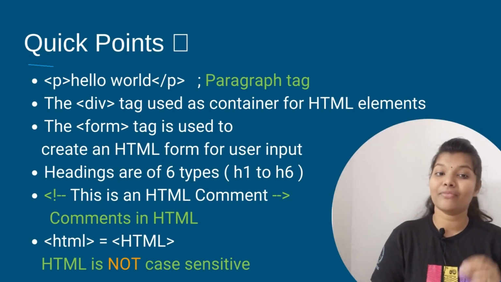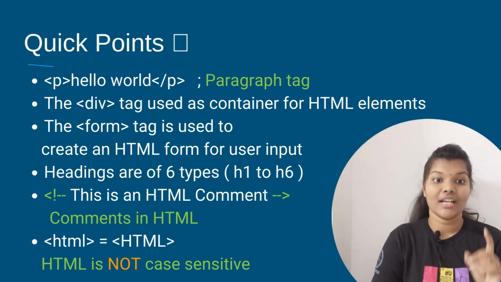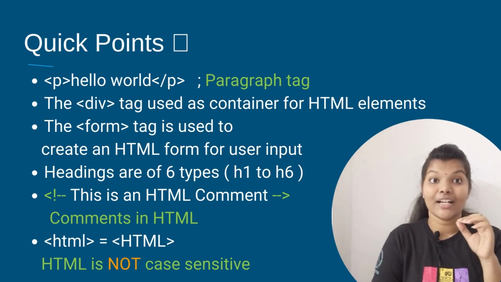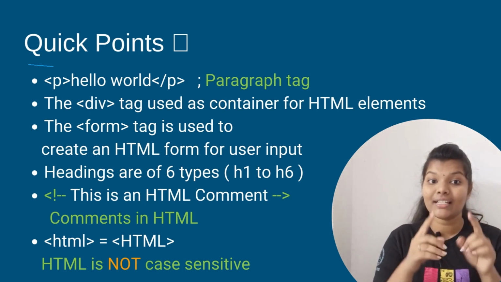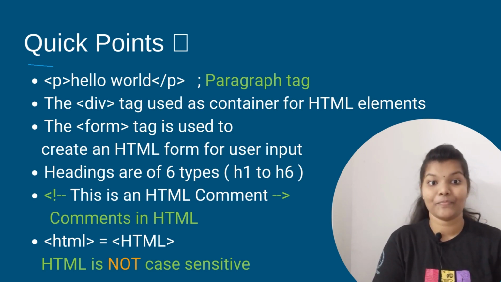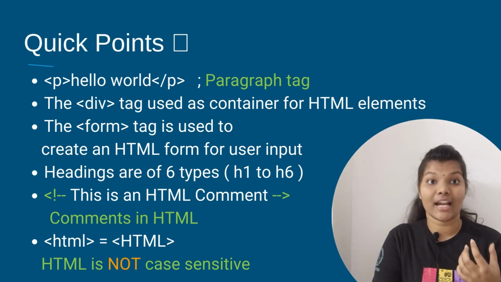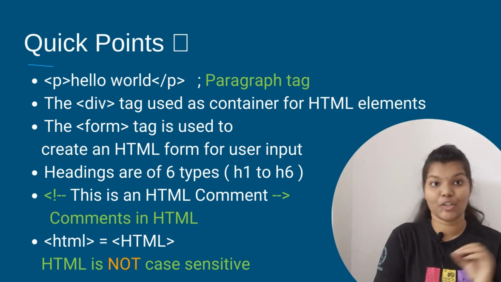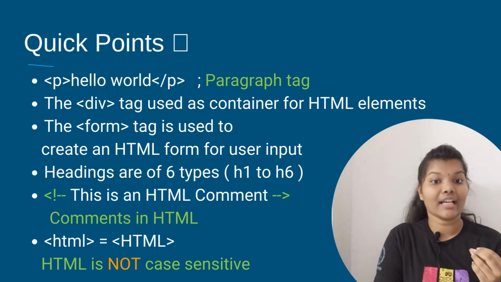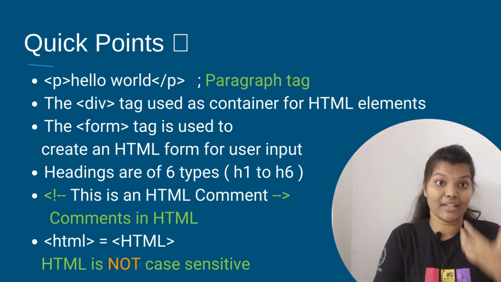Here are some very quick points you should know before doing the calculator clone project. You can see tag P. You can observe that all the tags are written in angular brackets. This is the indication that they are tags. The P tag is a paragraph tag where you can write paragraphs. The div tag is used as a container for HTML elements. The form tag is used to create an HTML form for user input. The form tag lets the user give inputs.